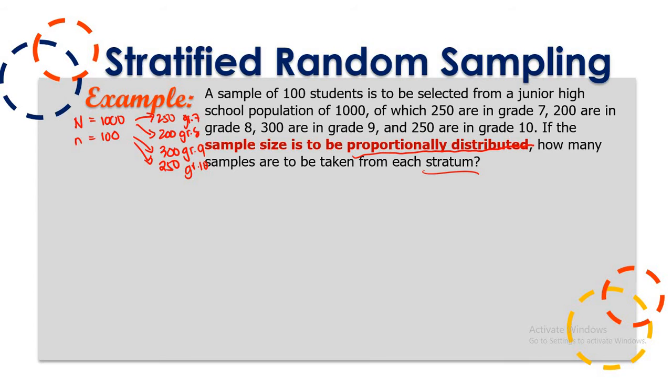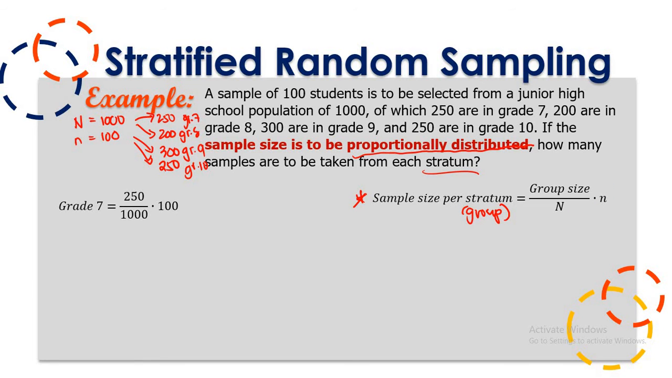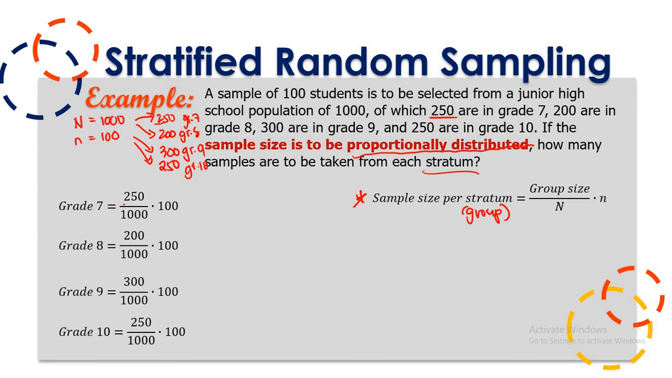How are we going to identify how many samples we are going to take from each group or from each grade level? We follow this formula. Kindly take note. Sample size per stratum or per group is equal to the group size over population size times the sample size. So for us to know how many we are going to get from grade 7, we simply plug in the values. Grade 7 has a total of 250 students over the total 1,000 times the sample size 100. For grade 8, grade 9, and grade 10, we are going to apply the same formula, and notice that this is the only value that changed.